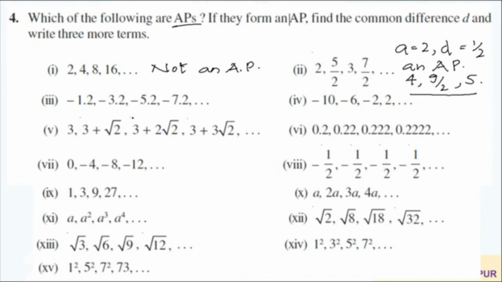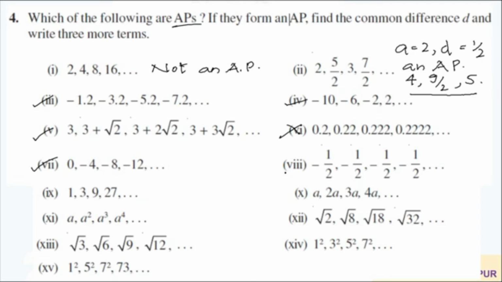I will just tell you, you can cross check it. Third one, it forms an AP. Fourth one also forms an AP with the difference 4. Fifth one also forms an AP with the difference root 2. Sixth one, it doesn't form an AP, it doesn't have the common difference. Seventh one, it forms an AP with common difference as negative 4.